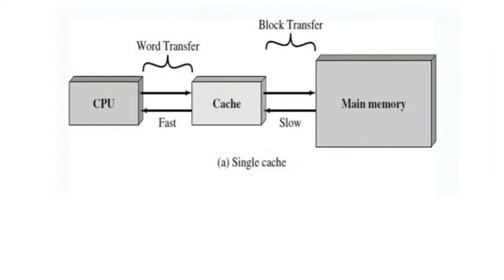There is a relatively large and slow main memory together with a smaller, faster cache memory. The cache contains a copy of portions of main memory. When the processor attempts to read a word of memory, a check is made to determine if the word is in the cache. If so, the word is delivered to the processor. If not, a block of main memory, consisting of some fixed number of words, is read into the cache, and then the word is delivered to the processor.